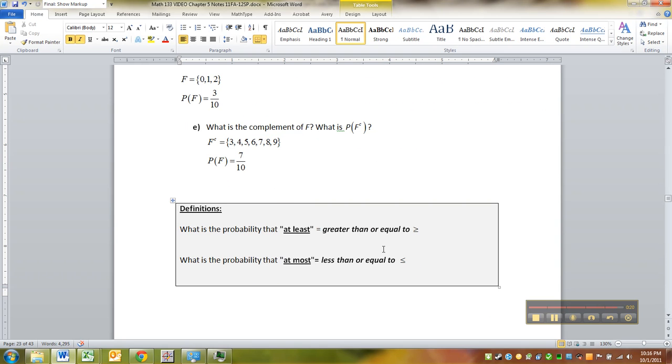So at least means that much or more. I want at least $1,000 a month or something like that. That's more than. Whereas I want at most 2 kids means I want less than or up to 2 kids.